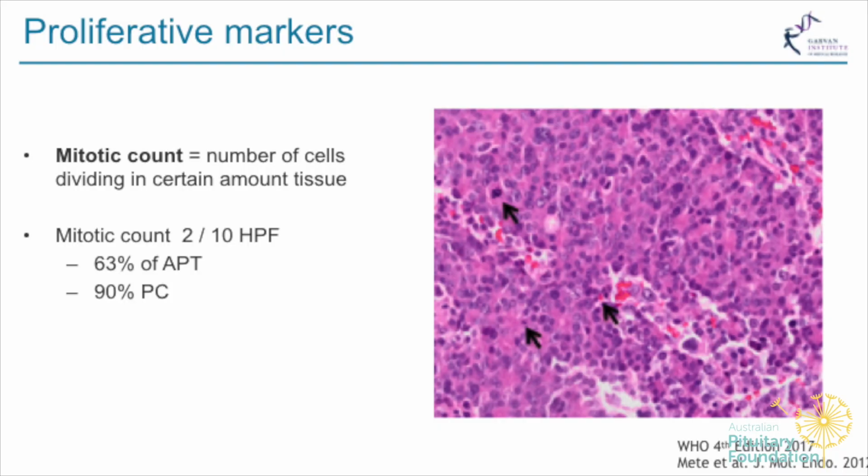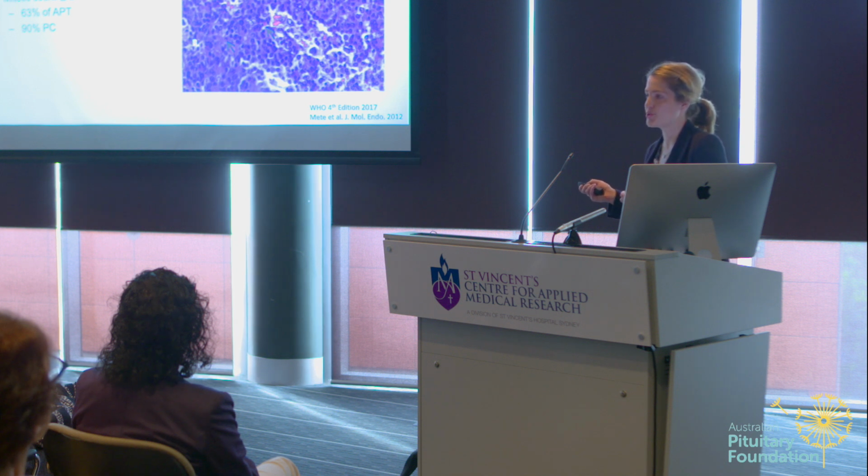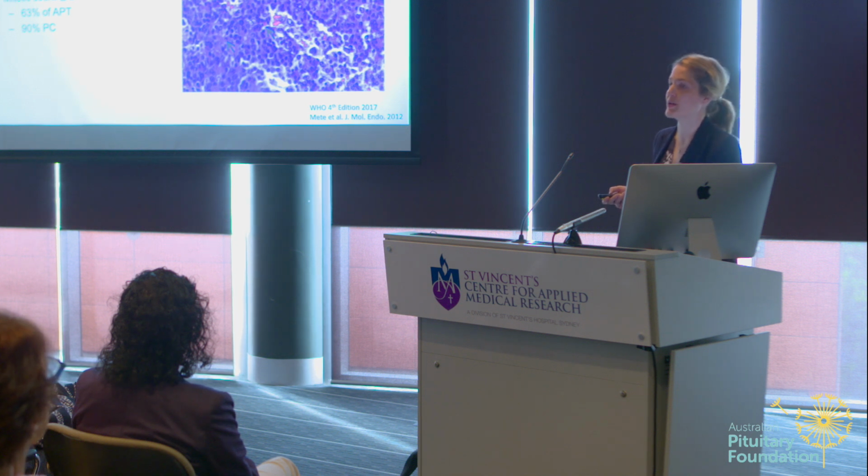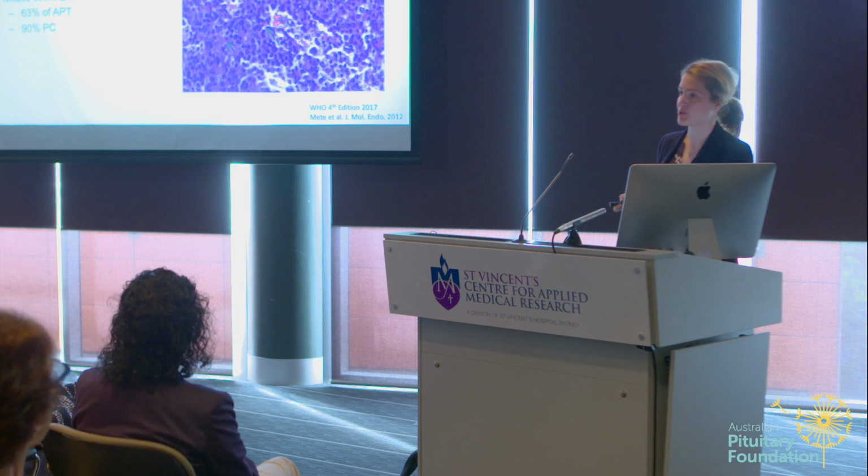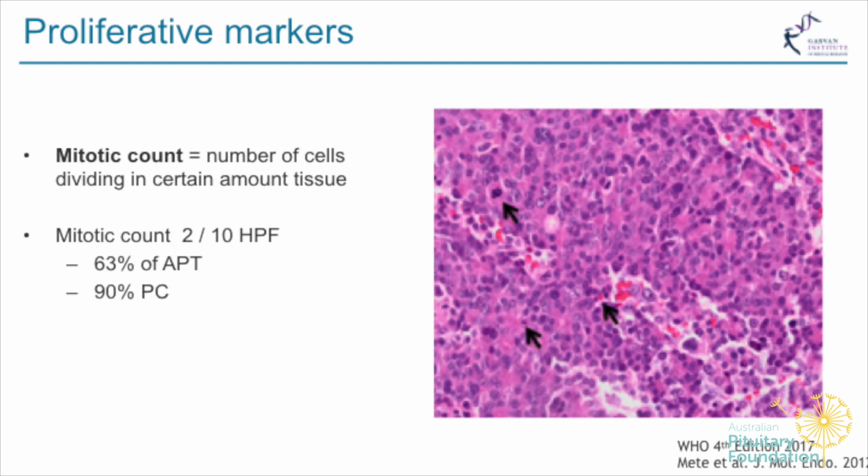The other proliferative marker that we use is something called mitotic count, which is the number of cells that are dividing in a certain amount of tissue. So a mitotic count of greater than or equal to 2 per 10 high-powered field. High-powered field is just an area within the microscope that we're looking at, is suggestive of potential aggressive behaviour. So 63% of aggressive pituitary tumours will have a mitotic count that's greater than or equal to 2%, and 90% of pituitary carcinomas will have this. And here you can see in the image, the arrows point at cells which are currently dividing, so those are the ones that we're counting.